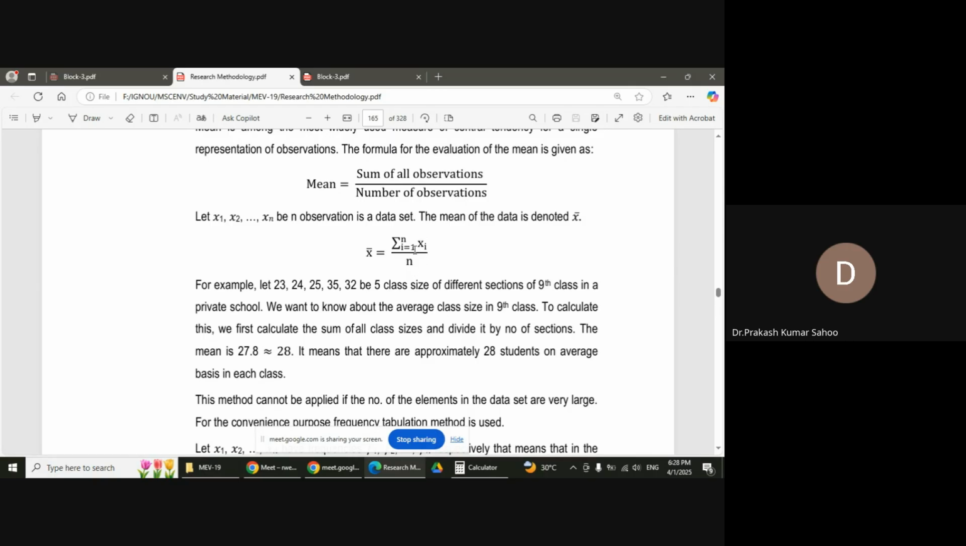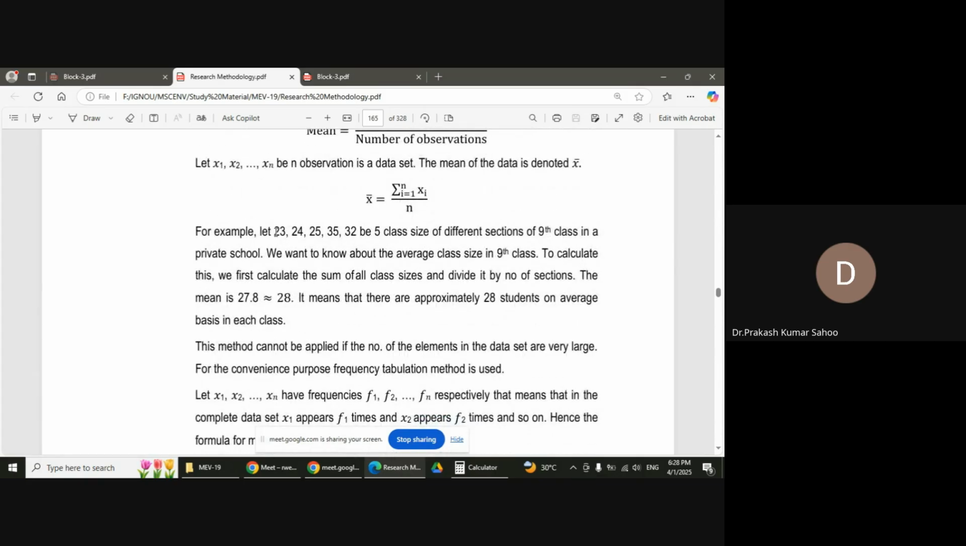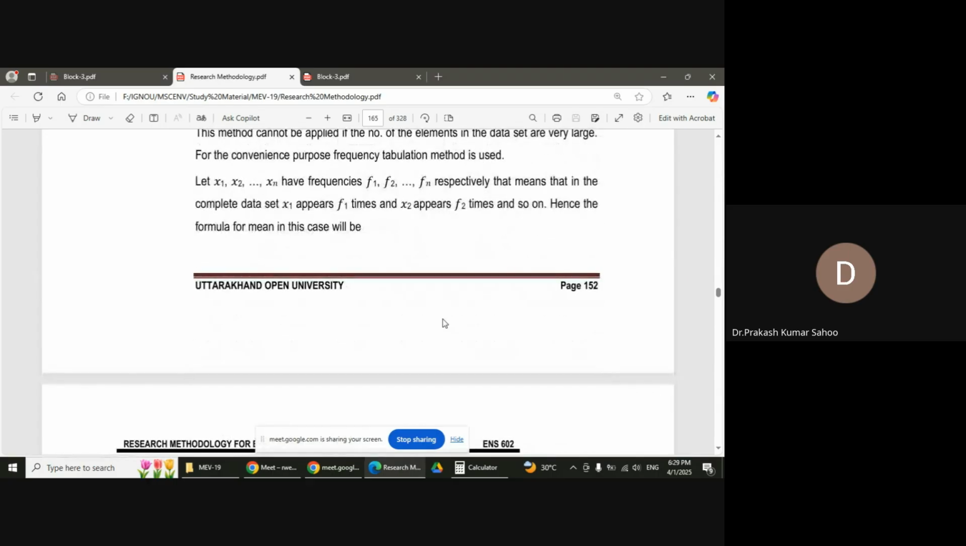So x i, where i is from 1 to n. Let us say we have a series of data. We have five data: 23, 24, 25, 35, and 32. If I take the summation of these numbers divided by 5, I will get the answer 28. So 28 is the average or mean of all these data.